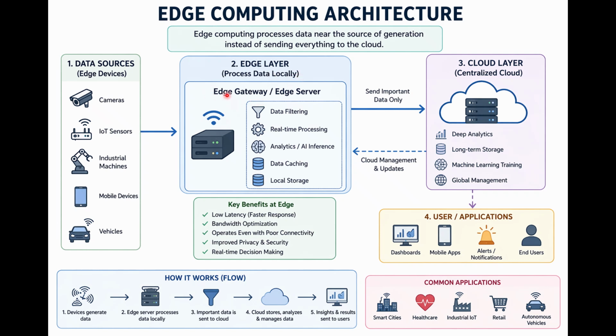First one is edge gateway and server that is used in data filtering, real-time processing, analytical or AI inferences, data caching, local data. And from here, it sends data only, and in turn, it gets cloud management and update.